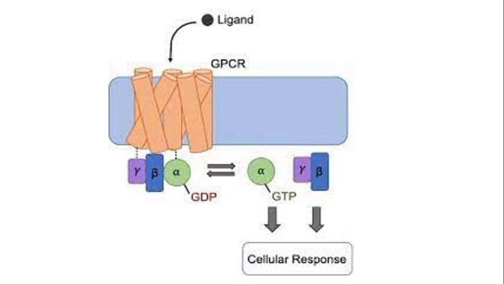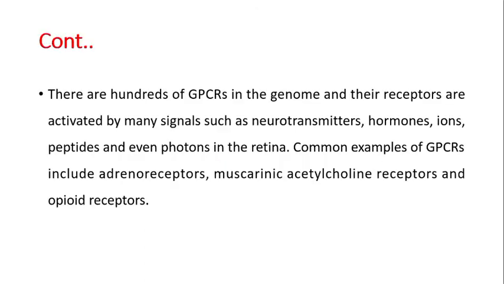So exactly what is the structure of this GPCR? A 7 membrane structure with alpha, beta and gamma units. In the inactive state, the alpha unit binds with the GDP. You can see the picture here. But in the activated state, the alpha unit binds with the GTP. The GDP is converted to GTP, so it is involved in the cellular response.